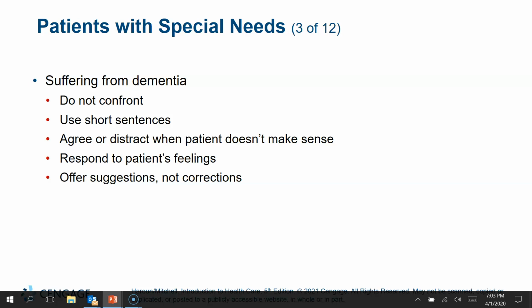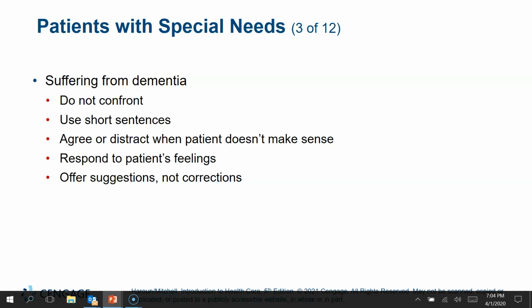I love this one where it said offer suggestions instead of corrections. You know, with people who have dementia and Alzheimer's, they sometimes forget their family members. And so if that patient mistakes her brother for someone else, don't be critical and say, now come on, you know that that's not that person. This is so-and-so. You can say, you know, I think this is your brother, Gordon. So trying to just be more positive and just help them try to trigger those memories.